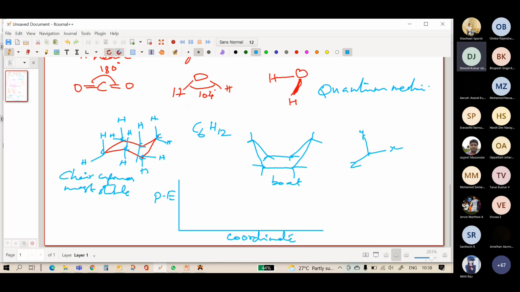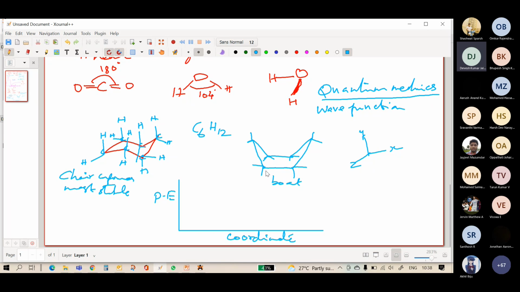Have you heard this? Yes, sir. So quantum mechanics is a part of physics and chemistry, where you describe each electron on an atom as a wave, and you describe it by what is called a wave function. These are very complicated mathematical functions. Some of them are extremely complicated and very difficult to solve.